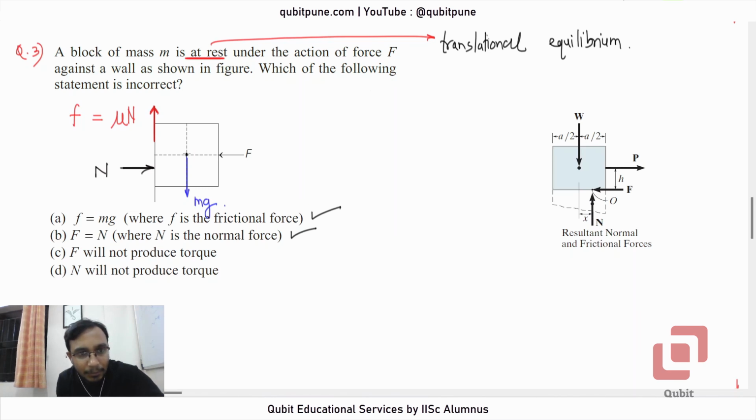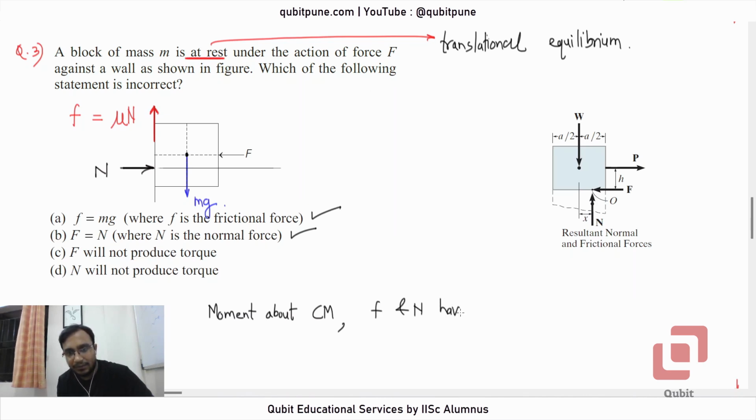But what about the normal reaction? Is it going to produce any non-zero moment about this? Yes. Well, they should have been more specific about it. But in this case, if we consider moment about CM, moment about center of mass, say, F and N have non-zero values. Do you realize this now?